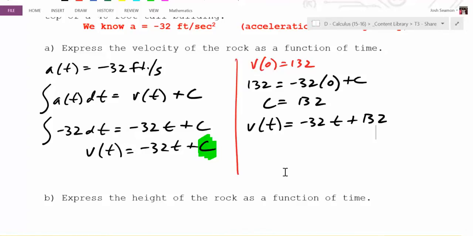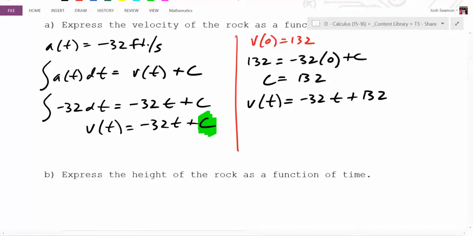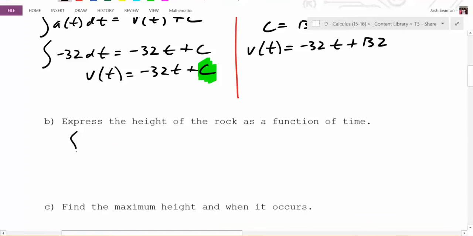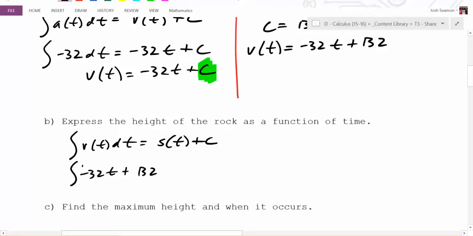Okay. Now it says express the height of the rock as a function of time. The height of the rock is a function of time. So that means we need the position function. What's the relationship between velocity and position? Yes, Sarah. Velocity is the derivative of position. So the integral of velocity is position, s of t plus c, right? So we're doing the integral of negative 32t plus 132 dt. Can someone tell me what that is? What is that integral? Yeah, Sarah. Negative 16t squared plus 132t plus c.